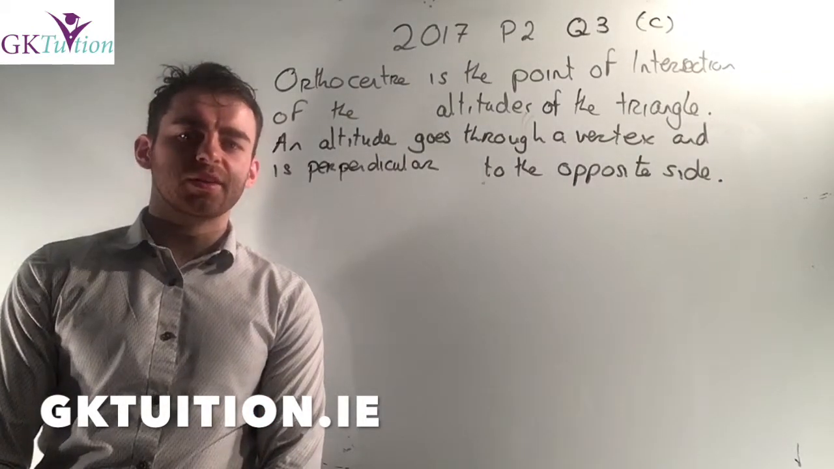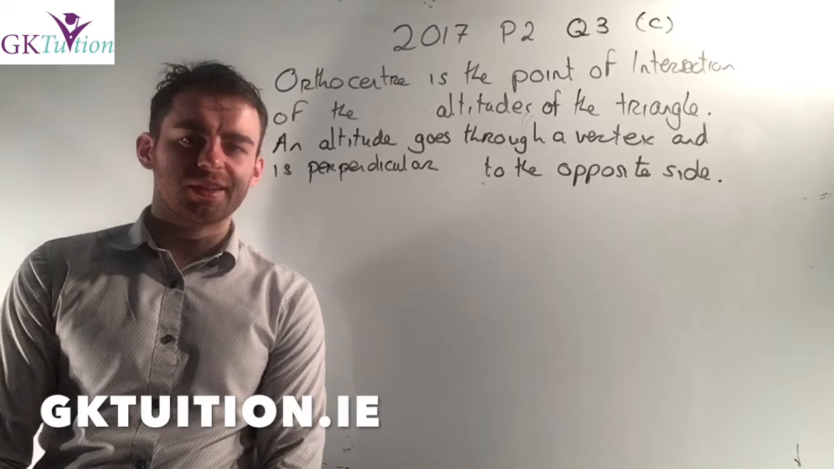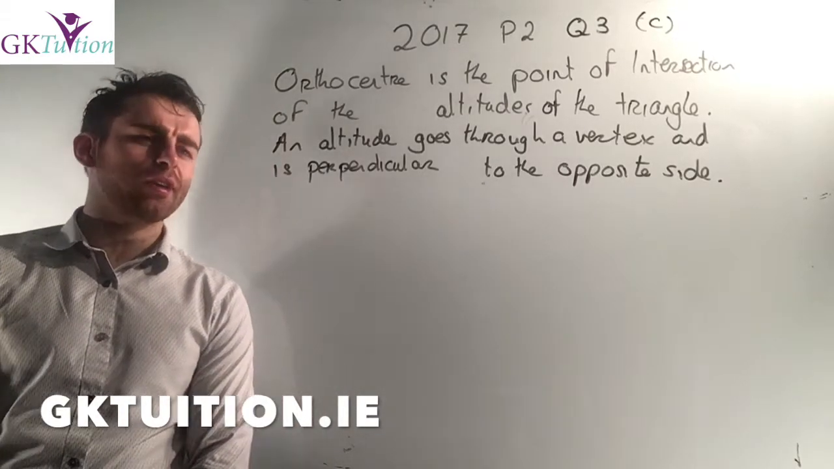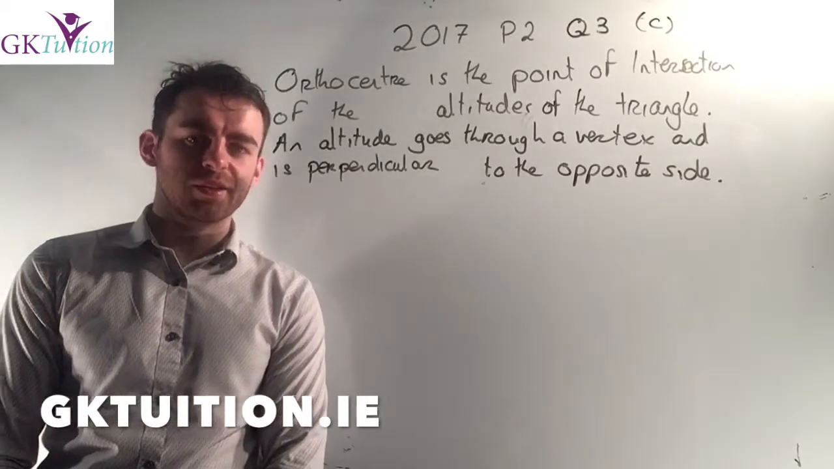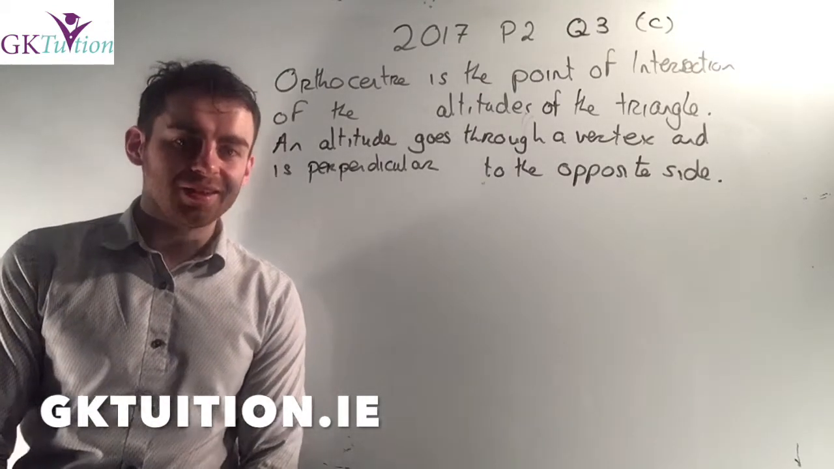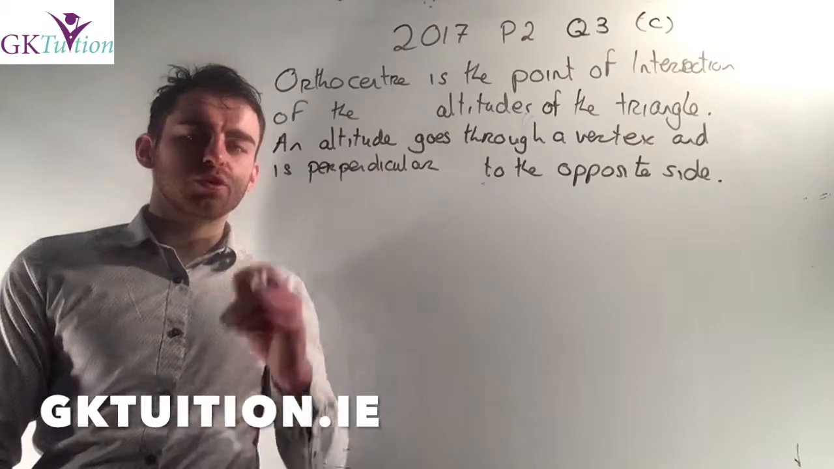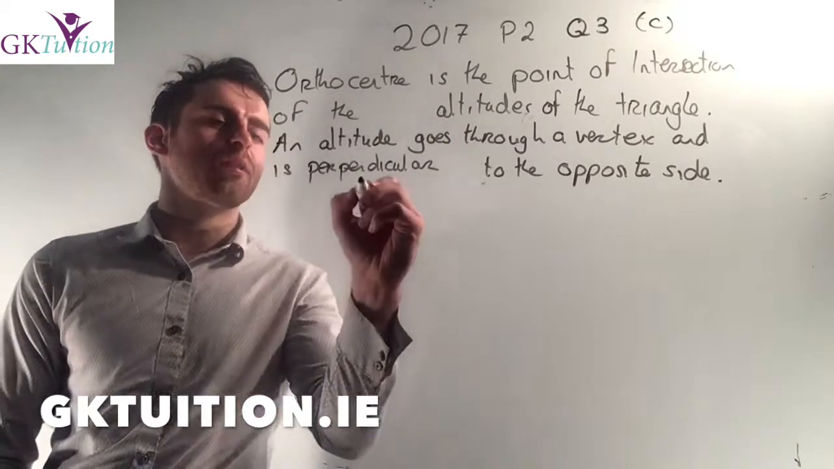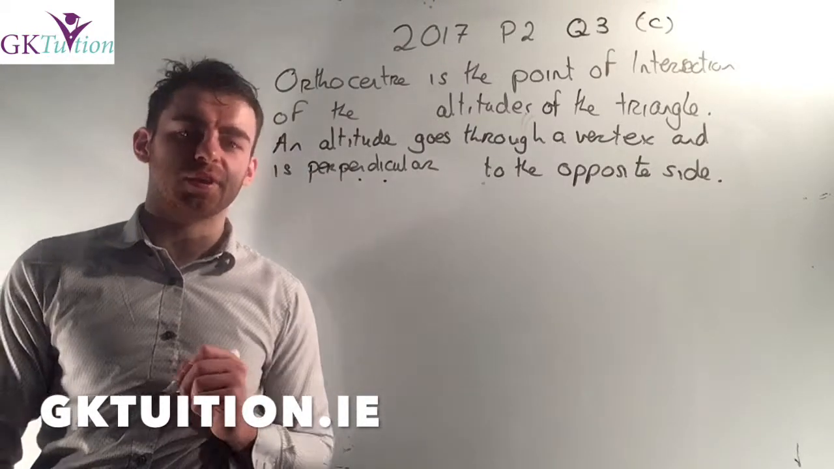Okay, the final part of this question asks me to prove that C is the orthocenter of the triangle. Now, the orthocenter of a triangle is the point of intersection of the 3 altitudes of the triangle. An altitude is a line that goes through one of the vertices and is perpendicular to the opposite side. So the perpendicular bit here is the key for us.